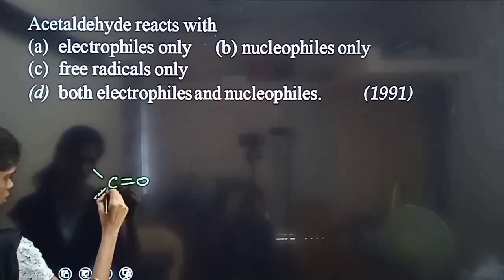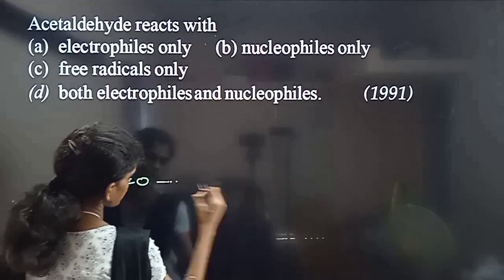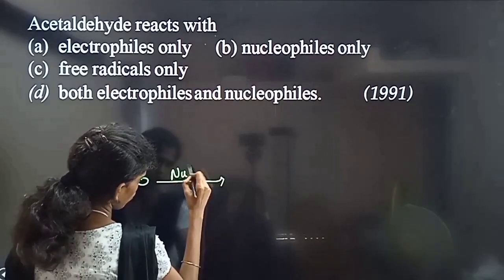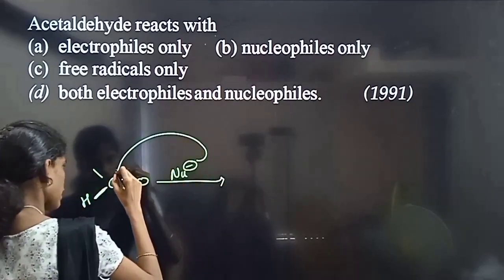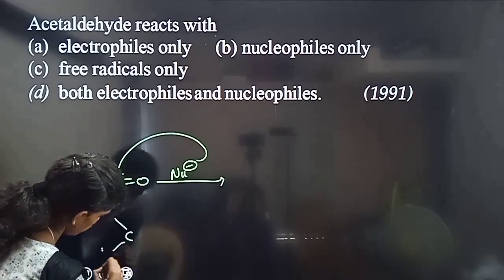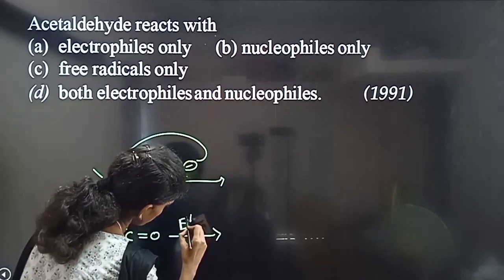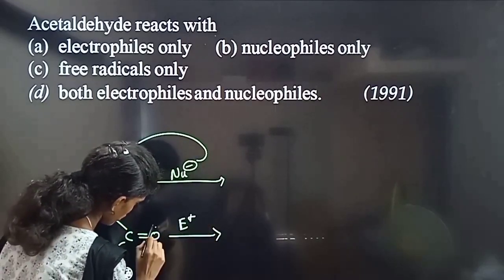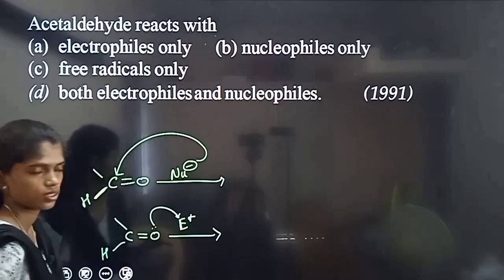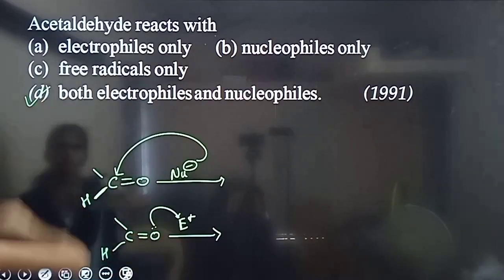So this is acetaldehyde, with alpha hydrogen on the methyl group. It is reacting with the nucleophile. The nucleophile will be attacking this carbon. When the electrophile comes, the lone pair on this oxygen attacks the electrophile. So both nucleophile and electrophile reactions take place.